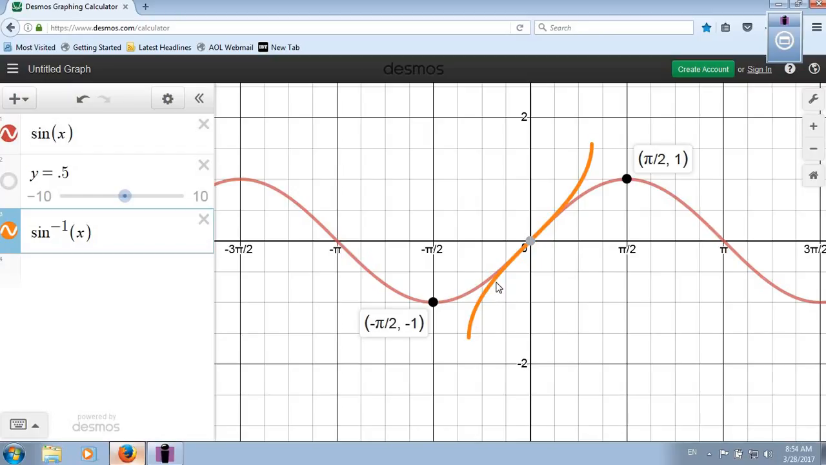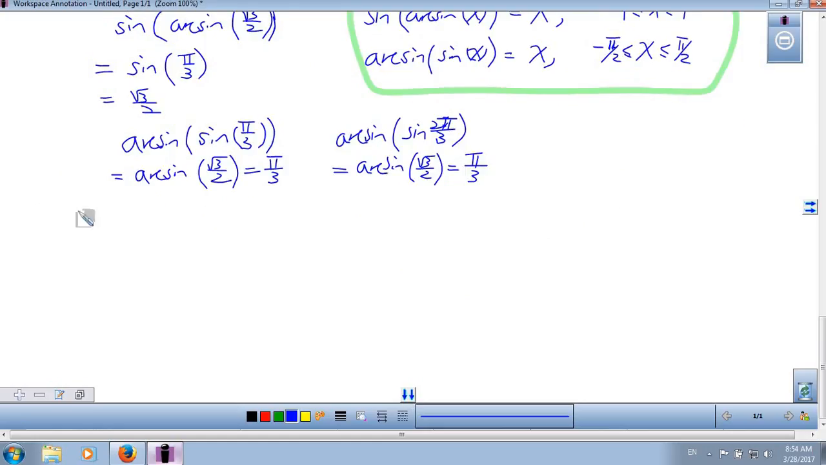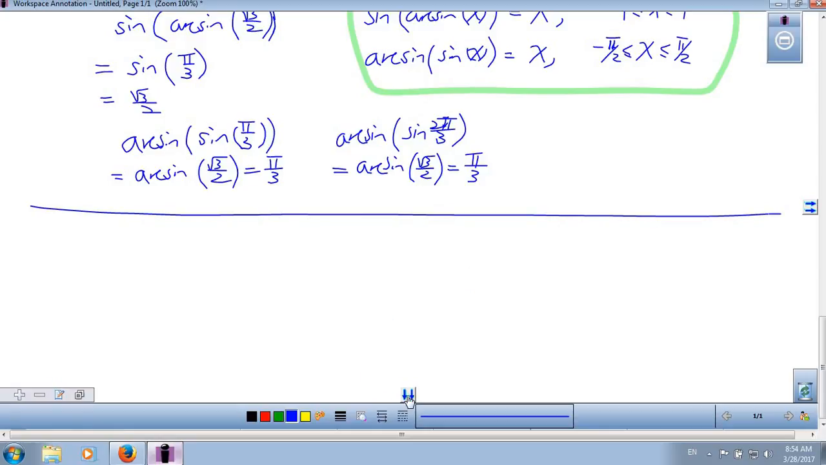It only returns you the angle in the fourth quadrant and first quadrant. Okay, all right. So that is our arcsine function, and then let's take a look at arccosine and see if we can go ahead and talk a little bit about the arccosine function today.